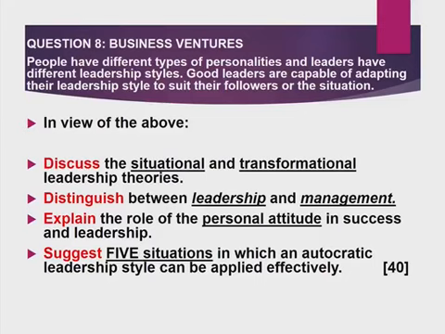So in view of the above, there are 4 different headings that you must analyze in this essay question. They ask you to discuss the situational and transformational leadership theories. They ask you to distinguish between leadership and management. Explain the role of personal attitude in success and leadership. And they also ask you to suggest 5 situations. Again, they are very specific. They say you must only give 5 situations in which an autocratic leadership style can be applied effectively.